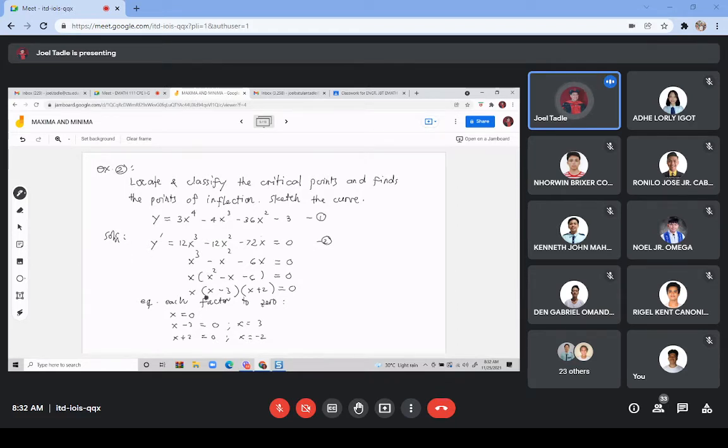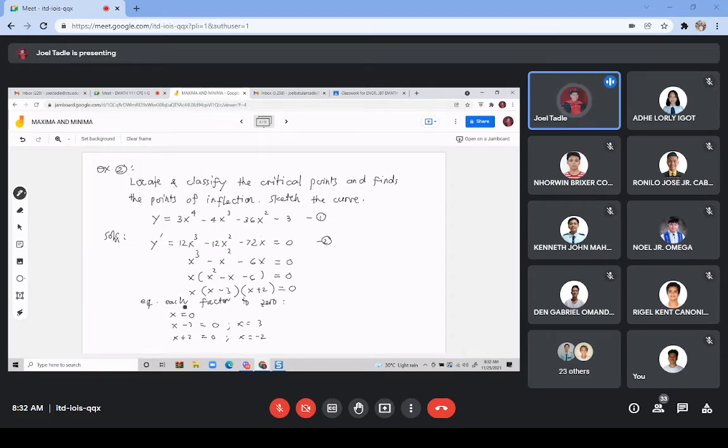Then atong factor ang expression 12x cubed minus 12x squared minus 72x. So we have this factor x times quantity x squared minus x minus 6. Yeah, still factorable. So we have a factor x multiplied by a factor quantity x minus 3 times a factor quantity x plus 2.